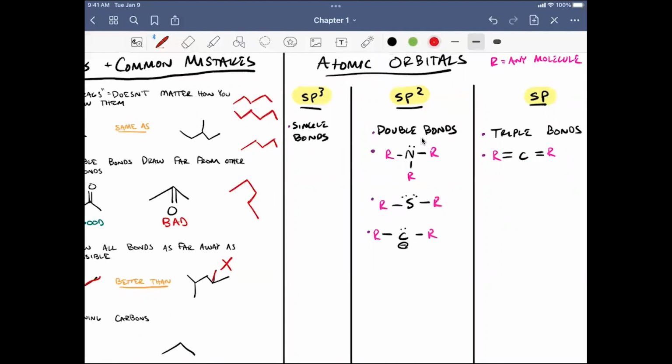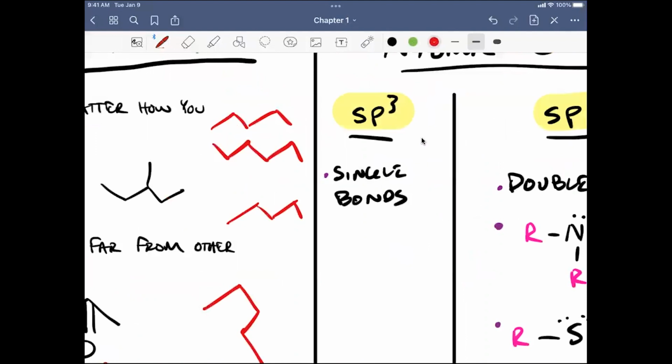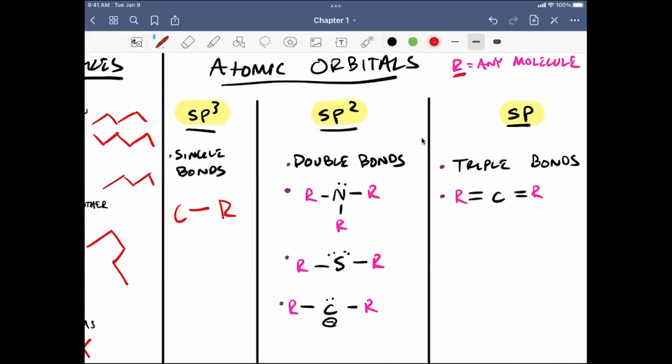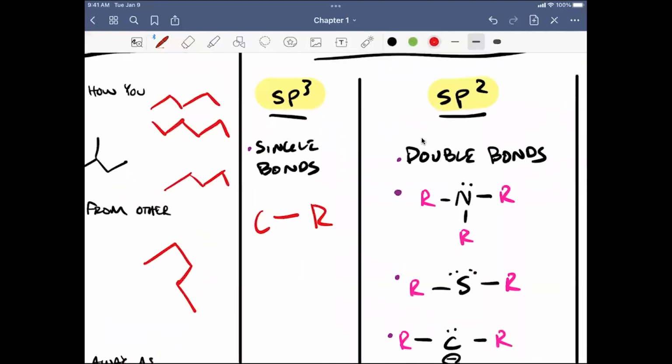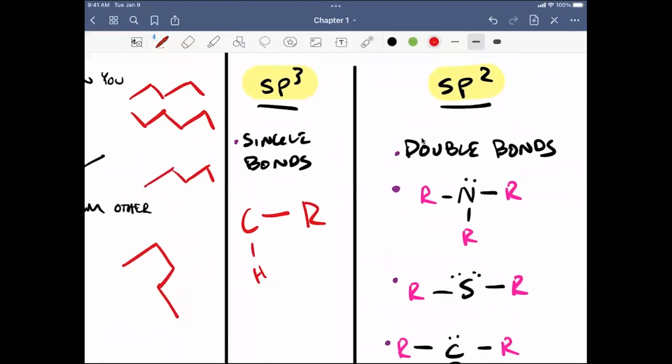So we have sp3, sp2, and sp. Let's focus on sp3. Any single bond that you have is going to be an sp3 carbon. So you have a carbon attached to anything. I wrote right here that R, which you'll see a lot in this course, means any molecule. So when you have a carbon single bonded to any molecule, and let's say it has hydrogens attached as well, that is going to be an sp3 carbon.